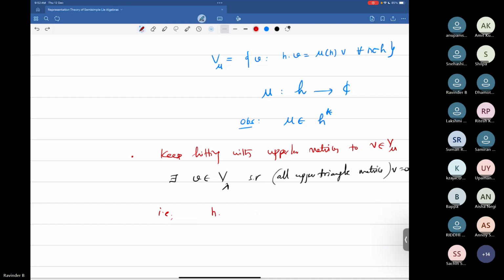So this vector is called a highest weight vector. A vector which is an eigenvector for all diagonal matrices and which is killed by all the upper triangular matrices is called a highest weight vector. Once you have the highest weight vector, then you keep hitting with Fs, so keep hitting with lower triangular matrices.